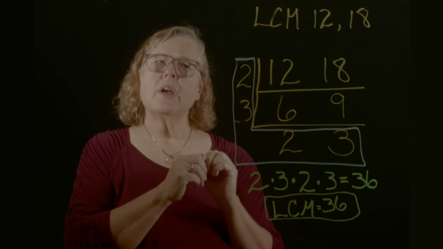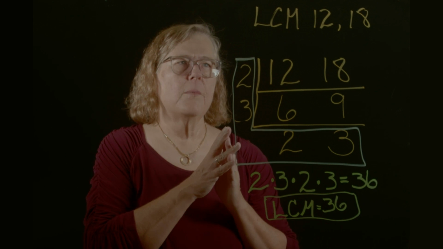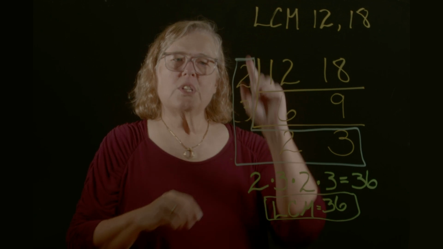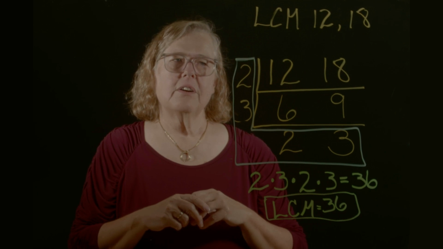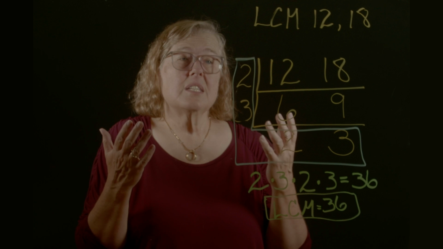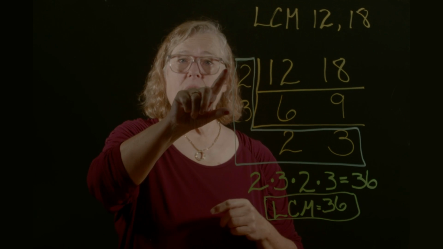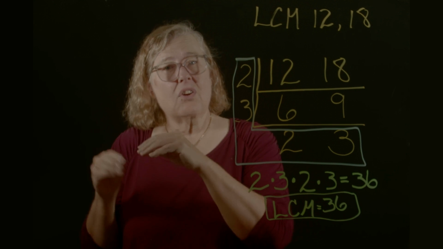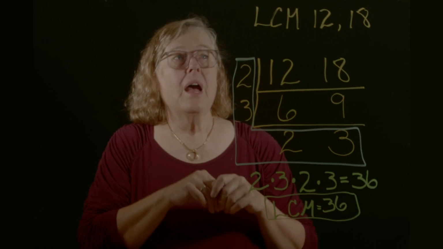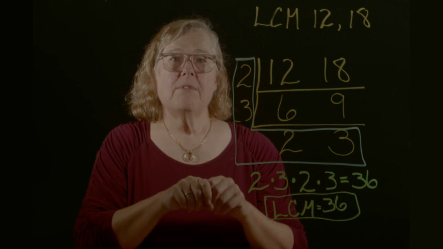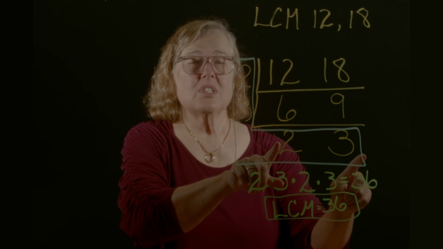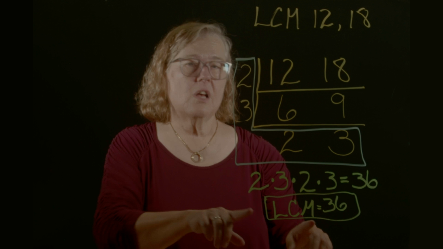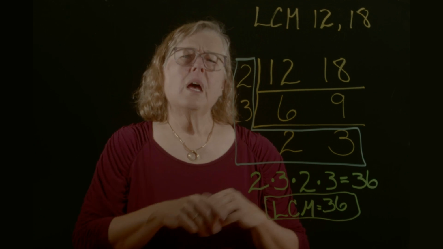Let us stop and admire for just a moment. We did upside down division, which tells us the greatest common factor. But now we took it a step farther and we said, not only do we know that 6 is the greatest common factor, the number I multiply together to get this number, but I can multiply that greatest common factor times the leftovers, like last night's meatloaf. I multiply them all together and it tells me the least common multiple.